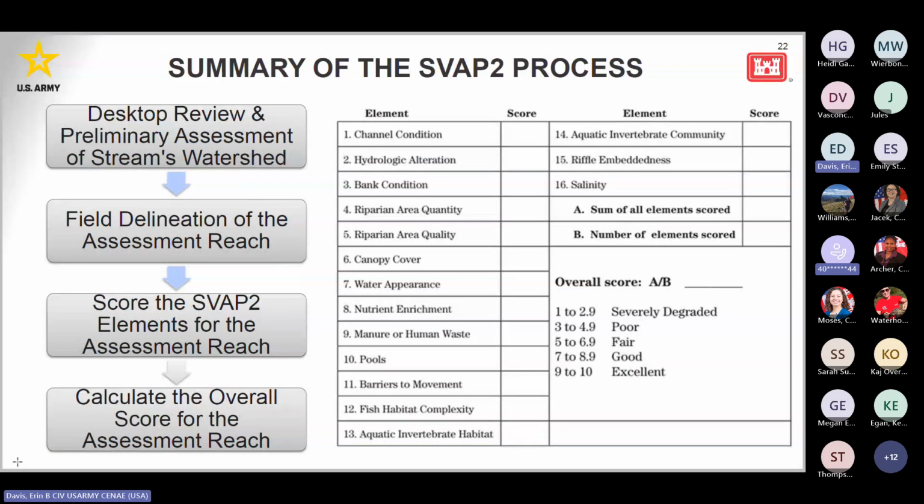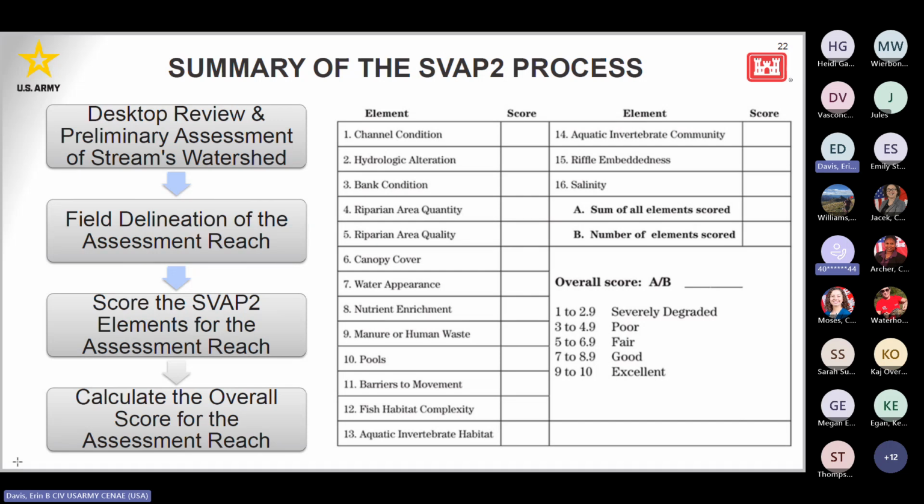So similar to the other field tools discussed, the SVAP process starts with a desktop review of the subject area and available online resources for a preliminary assessment of the stream's watershed. Then once in the field, the first step is to delineate the assessment reach, followed by scoring each SVAP element for the assessment reach. And as shown on the right, there's a total of 16 SVAP elements that include geomorphic, water quality, and biota characteristics.